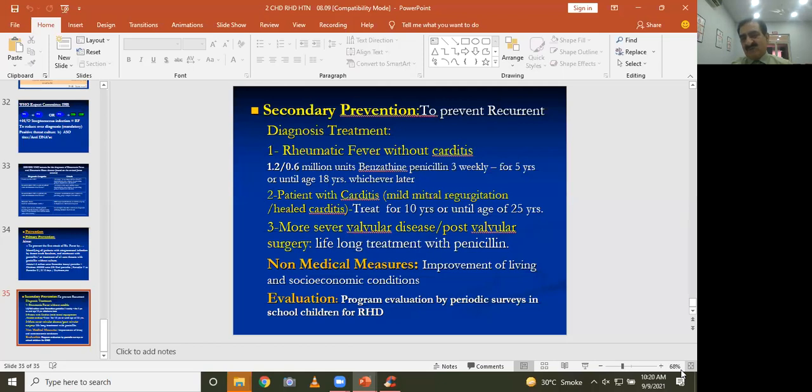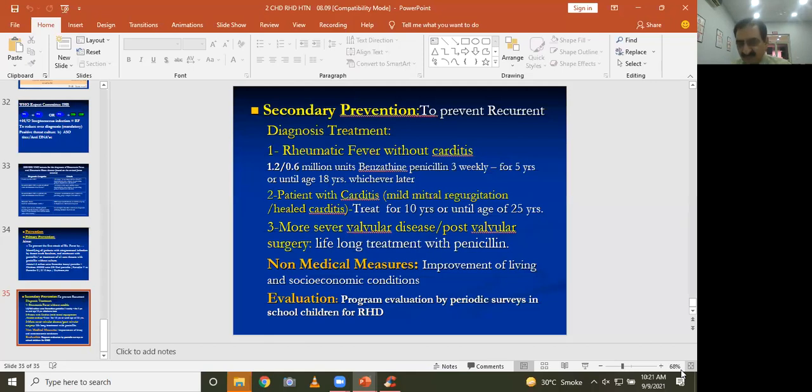Then evaluation. This program should be evaluated. It is advised that surveys should be conducted in school children, and a sample of the school children should be taken every 4 to 5 years. Get the throat culture, say of 300 children from a bigger school, and see how many of those school children have the group A type.